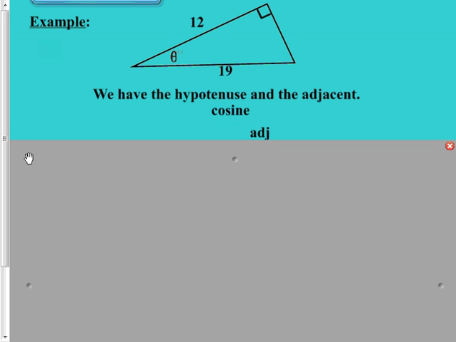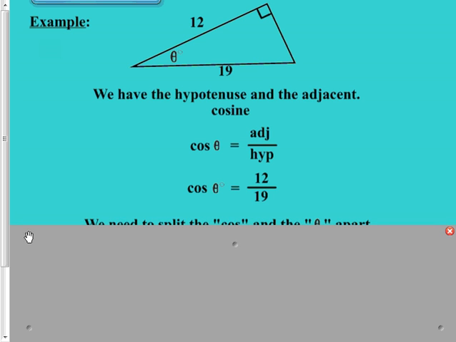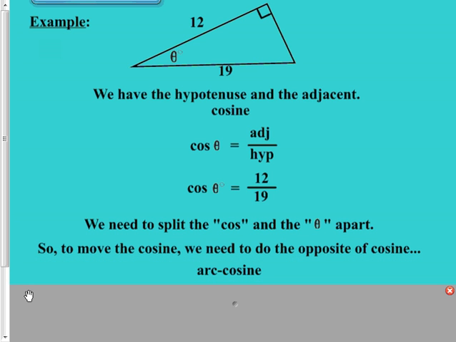Now, using the rule for cosine, cosine theta equals adjacent over hypotenuse, we're going to plug in what we know. This time, theta is unknown. Adjacent is 12. Hypotenuse is 19. Now, as I've said before, the cosine and the theta belong together. So in order to split them apart, we have to do the opposite of whatever is happening between them. Well, what is currently happening is cosine. So to split the cosine and the theta apart, we must do the opposite of cosine, which is arc cosine.